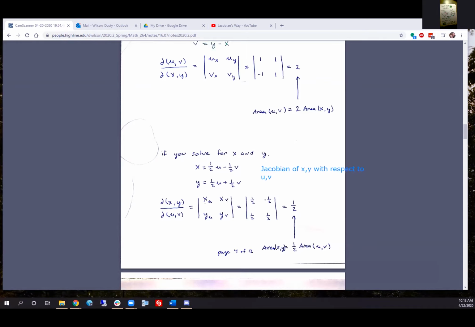And so this time now I'm looking for the partial of x with respect to u, partial of x with respect to v, et cetera. And notice that when I calculate out that Jacobian, I end up coming up with a 1/2, which is the reciprocal of what I got when I found the Jacobian the other direction. Sort of makes sense. The scaling factor is going to be an inverse.